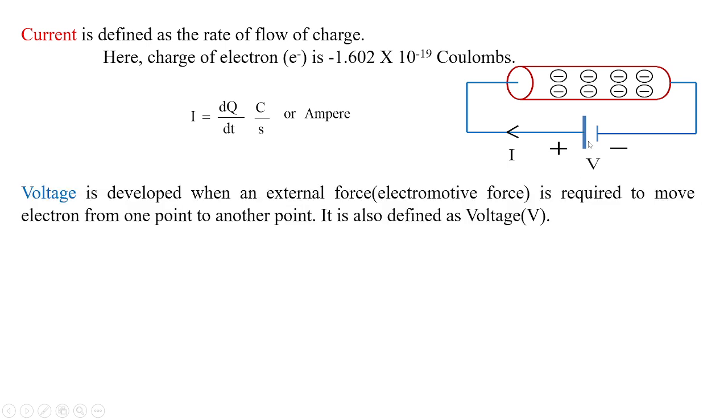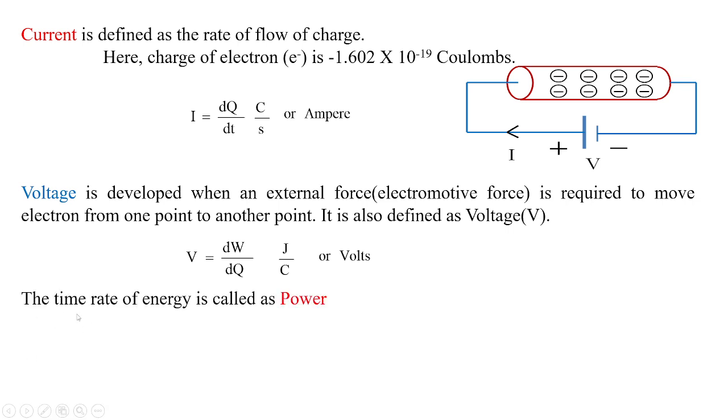Similarly, you can define voltage. A voltage is developed when an external force, or what we call electromotive force, is required to move an electron from one point to another point. The mathematical value of voltage can be written as dW by dQ, where the work done can be taken in units of joules, and charge can be taken in coulombs, or this is regarded as a volt. The unit of voltage is nothing but the volt.